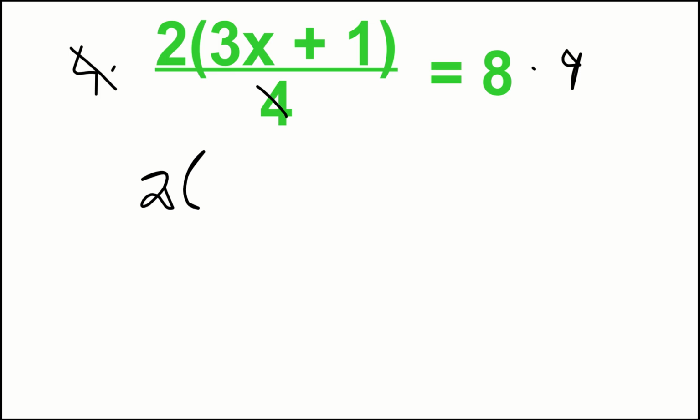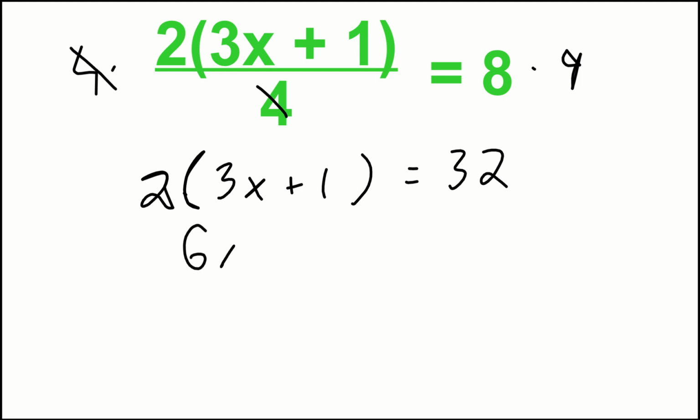We multiply this side by 4. So we got 2 times the quantity 3x plus 1 equals 32. At this point, you have two choices. We can either divide by 2 or distribute the 2. Either way, most of y'all would probably distribute, so I'll do it that way. We got 6x plus 2 equals 32.